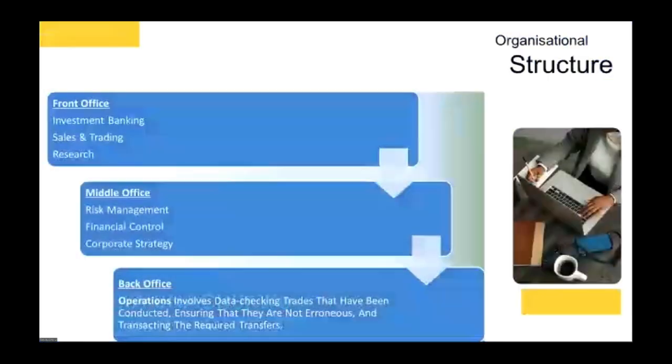We have the front office, the middle office, and the back office. In the front office, we have investment banking, sales and research. In the middle office, we have research management, financial control, and corporate strategy. At the back office, we have operations involving data checking of trades that have been conducted, ensuring that they are not erroneous and that the required transfers are made. So this is what the structure looks like.